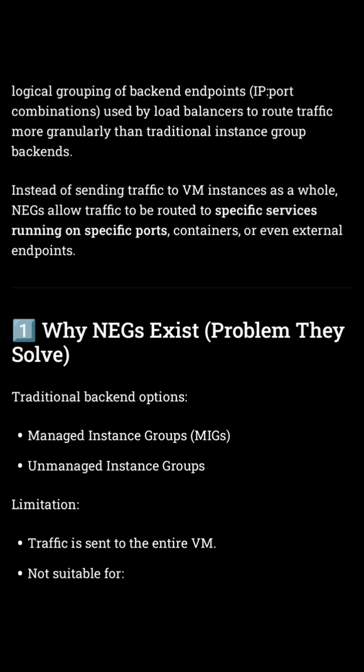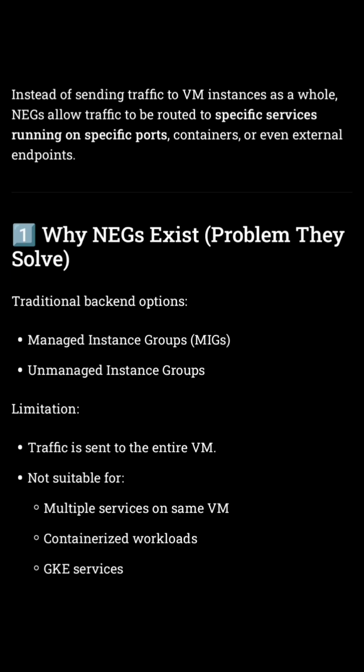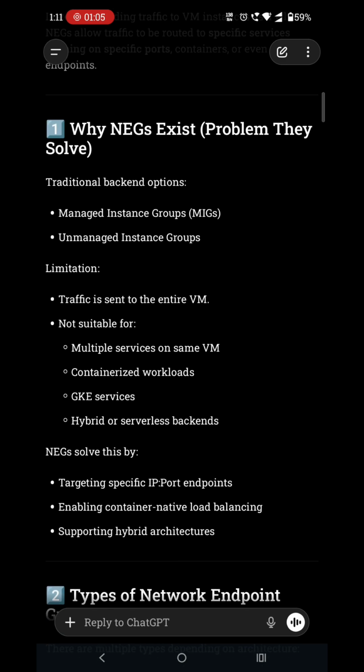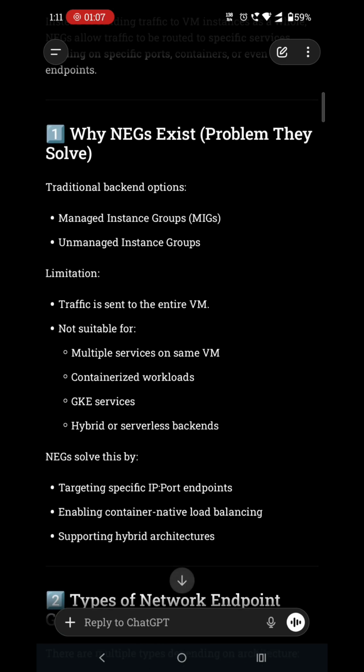While NEG, or network endpoint group, exists, the problem it solves is this: in traditional backend options, that is the managed instance group or unmanaged instance group, the limitation is that traffic is sent to the entire VM, which is not suitable for multiple services on the same VM.